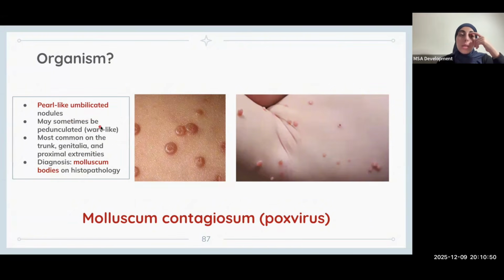And the rash may sometimes look like this, which does not have the classic appearance, so it can look wart-like or pedunculated, so it can be confused for warts. It's most commonly seen on the trunk, in the genitalia, and proximal extremities. And when you diagnose it, if you take a pathology from this nodule, you would see molluscan bodies on histopathology.